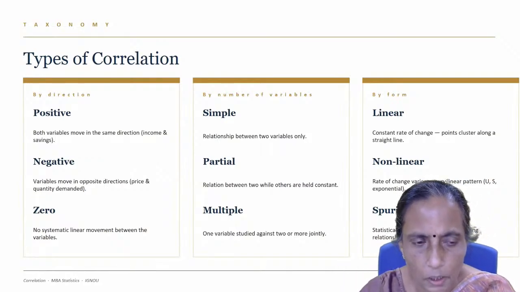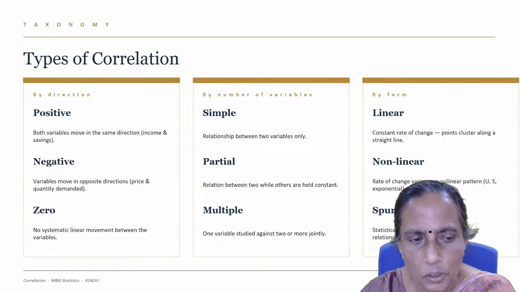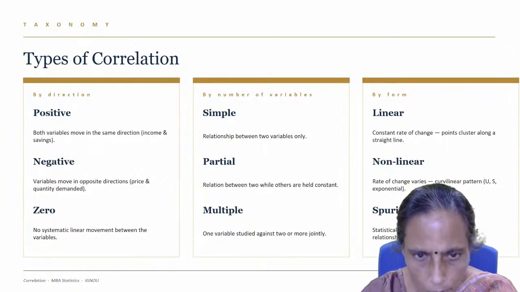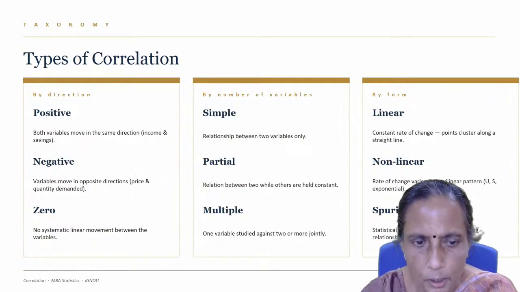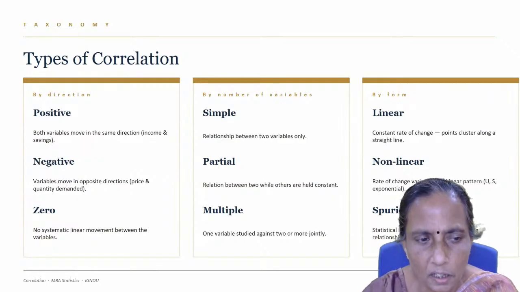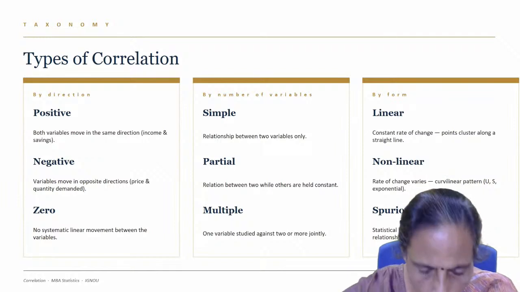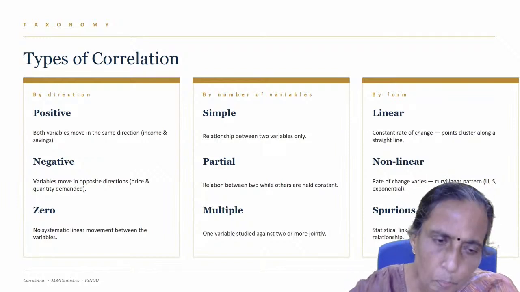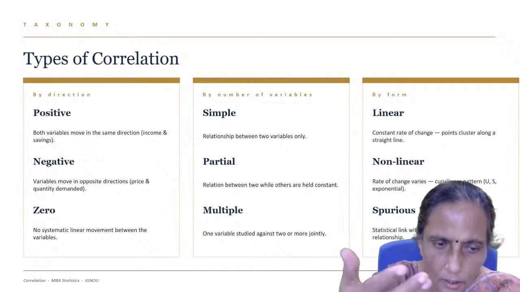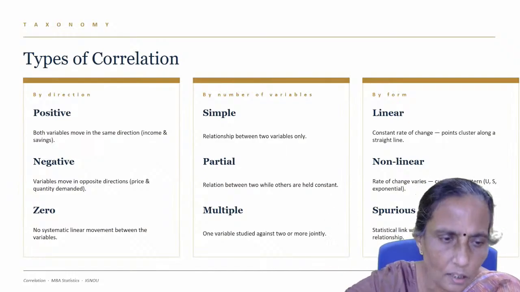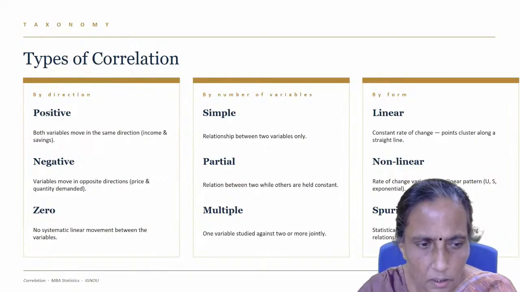By negative, we mean the variables move in opposite directions. Suppose the price of vegetables in the market is fluctuating. If tomatoes are 30 rupees per kilo, then you may purchase a kilo. And if during the peak summer the price of tomatoes increases, suppose to 60 or 80, in that case you will be purchasing less.